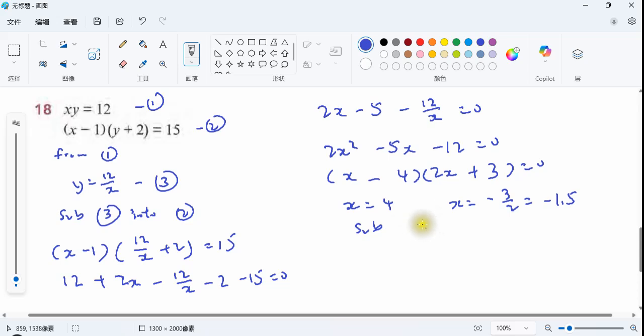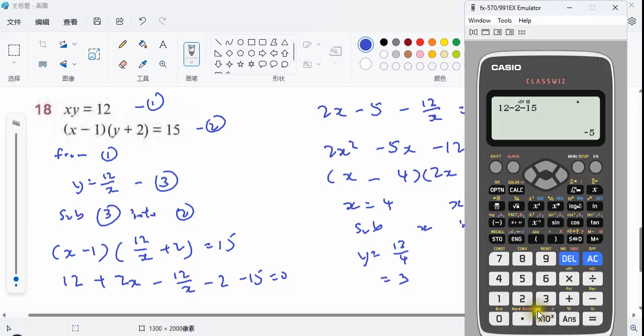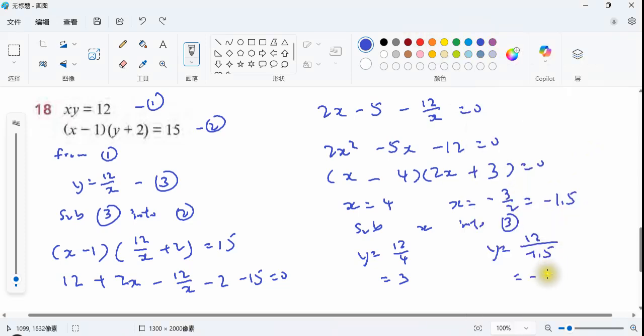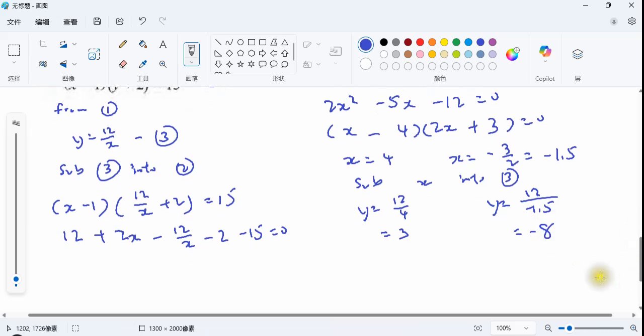Okay, so we sub the value of x into equation 3, y equal to 12 over 4, then it is 3, y equal to 12 over negative 1.5, then it's negative 6. Okay, 12 over 1.5 is 8. Okay, negative 8. Okay, so when x equal to 4, y equal to 3, and when x equal to negative 1.5, y equal to negative 8 will be the answer.